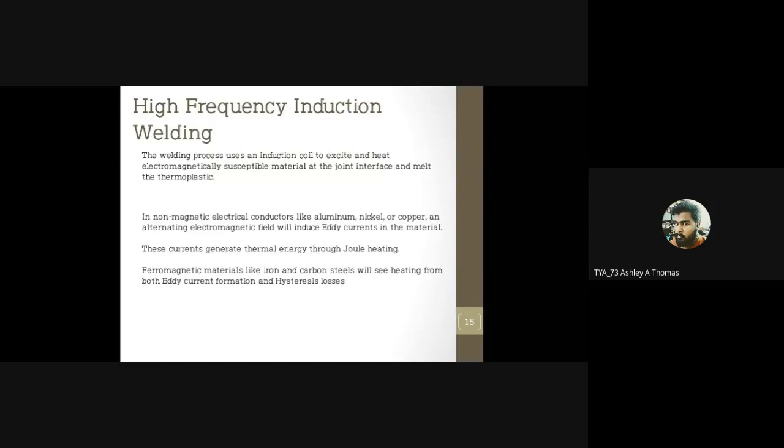We require magnetic material. So read the second statement: in non-magnetic electrical conductors like aluminium, nickel or copper, an alternating electrical eddy current is generated. The third statement: these currents generate thermal energy through Joule heating. If you know Joule's formula, it is heated by using Joule's theorem. There is a simple formula: H equals I squared R T, where I is current, R is resistance, and T is time. That's how it is heated.